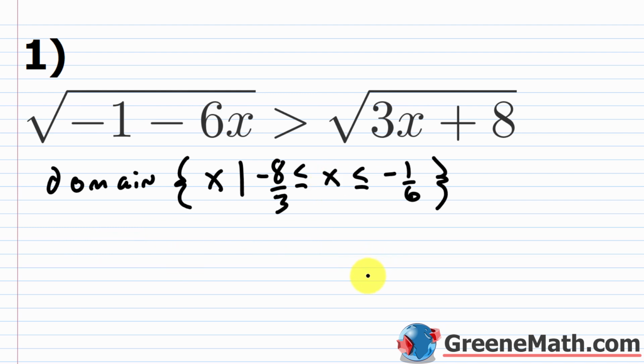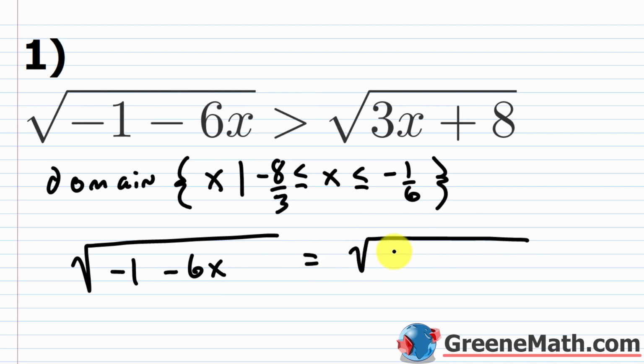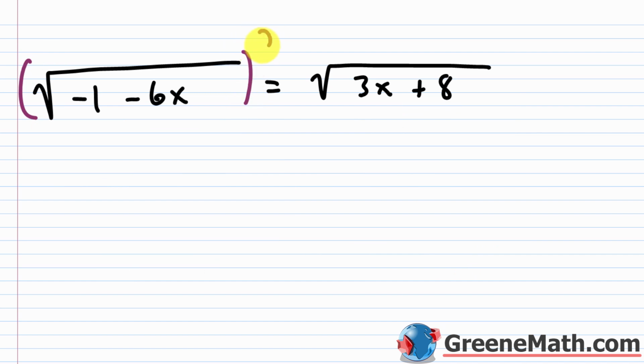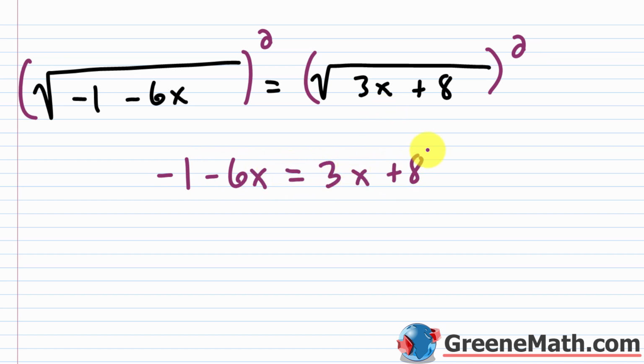And now let's think about solving the related equation. So we have the square root of -1 minus 6x is equal to the square root of 3x plus 8. For this one, since each square root is isolated, I can immediately square both sides. That gives me -1 minus 6x is equal to 3x plus 8. I'm going to solve this resulting equation.